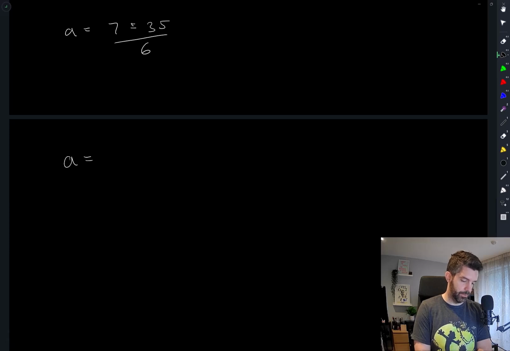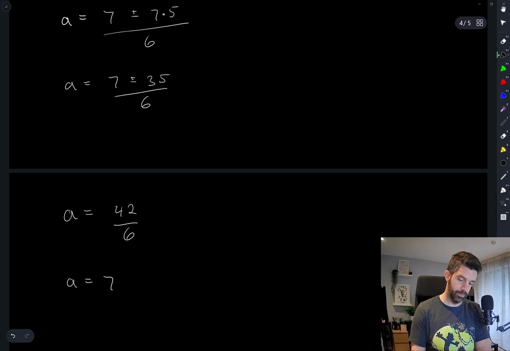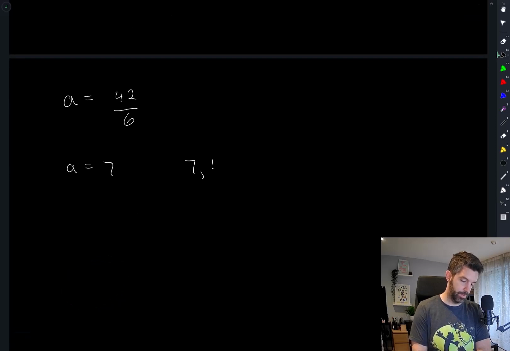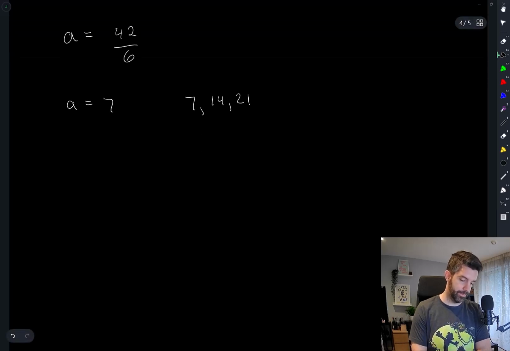7 plus 35 is 42, so this is 42 over 6, or 35 minus 7. Well, it's 28, right? Negative 28 over 6 is not an integer. So we can eliminate the negative sign. So a is equal to 7. This gives the sequence 7, 14, 21. And let's verify again.